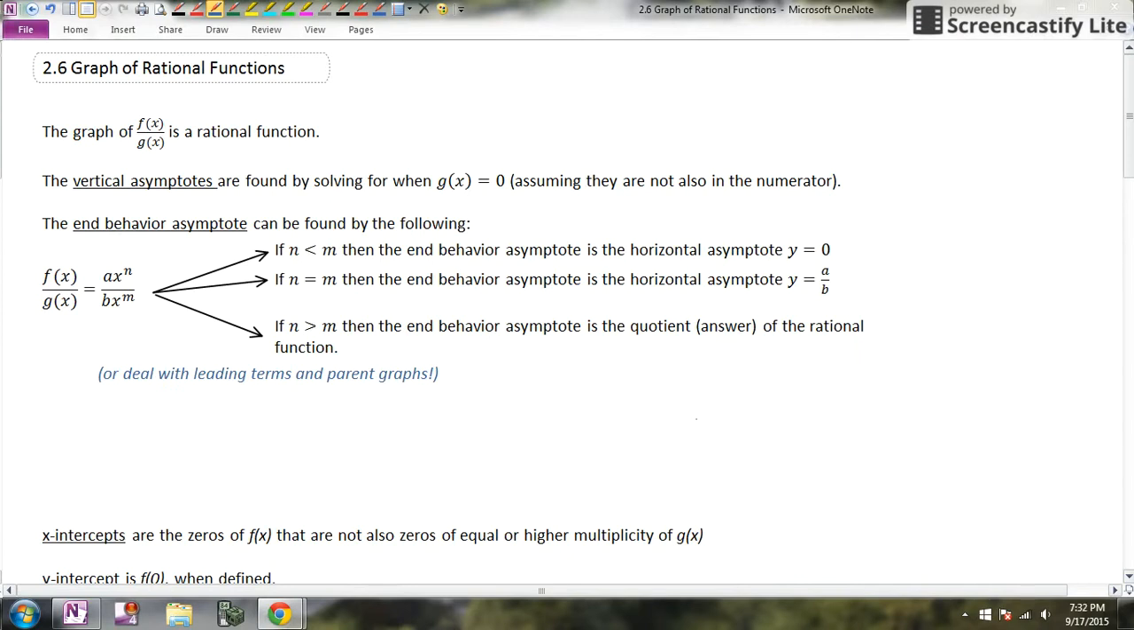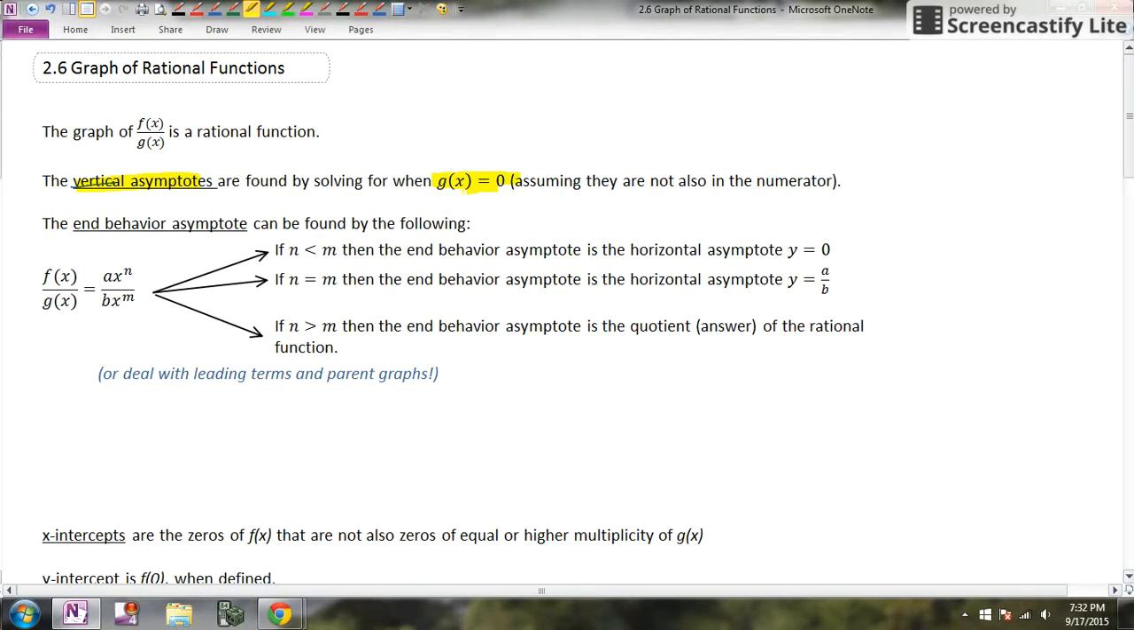So when you have a function divided by a function, that is what we call a rational function. So a bunch of x's on top, a bunch of x's on the bottom. Now you probably remember, or have heard, that there are these things called vertical asymptotes. That's what the graph cannot touch. They're vertical, and they occur when the denominator equals 0, assuming they're not also in the numerator, because then they would cancel and cause a hole.